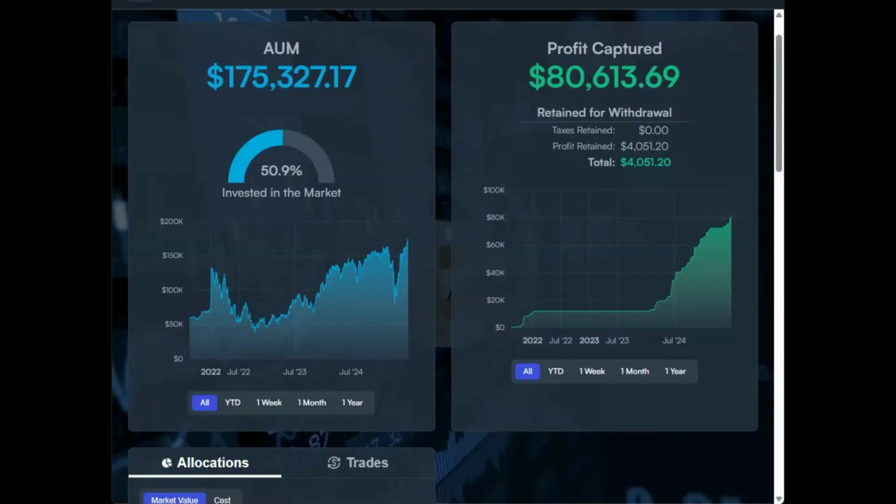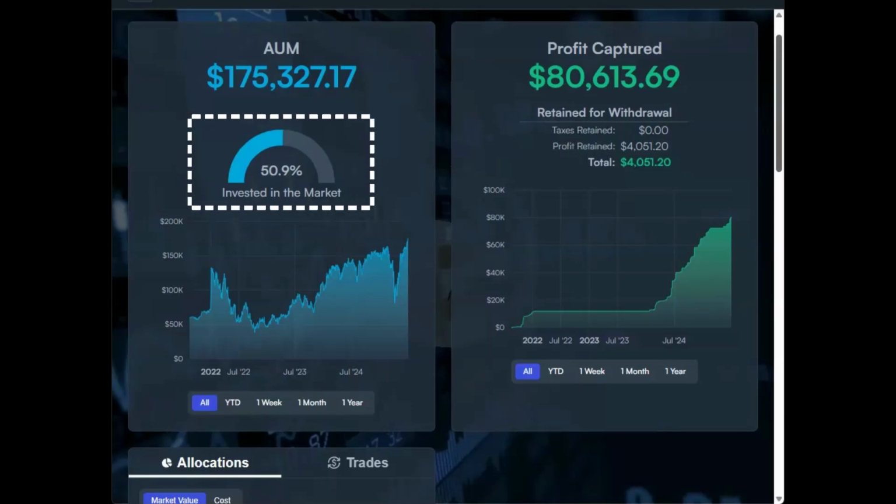Right here at the top of the portal is your AUM, or Assets Under Management. This is a measure of the current value of your account. If you were to sell everything right now, this is the amount you would walk away with. Right here next to your AUM is your utilization. This number represents how much of your AUM is invested in the market.